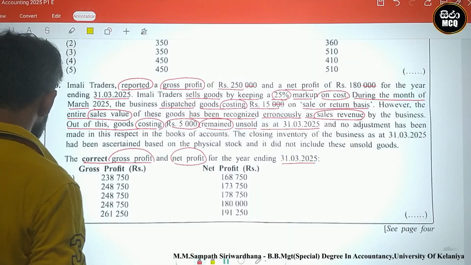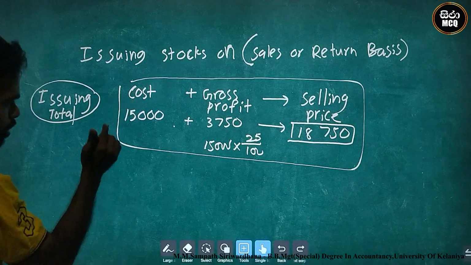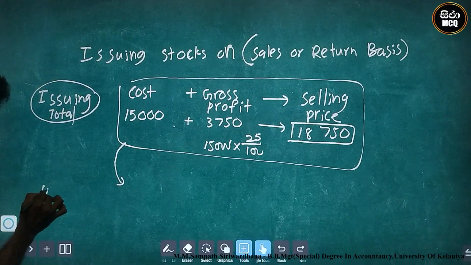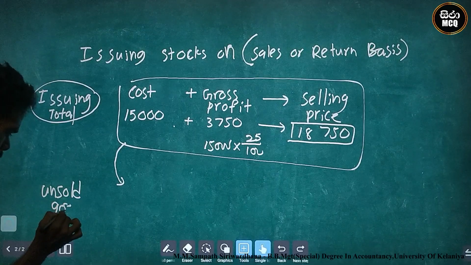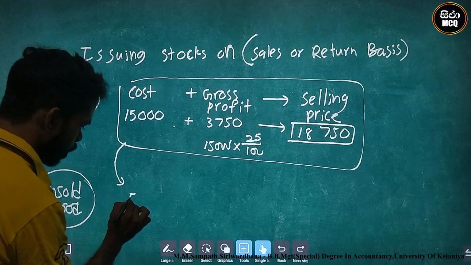Costing 5,000. Cost there. This is the cost. These are the unsold goods. Unsold goods. What is that? 5,000.